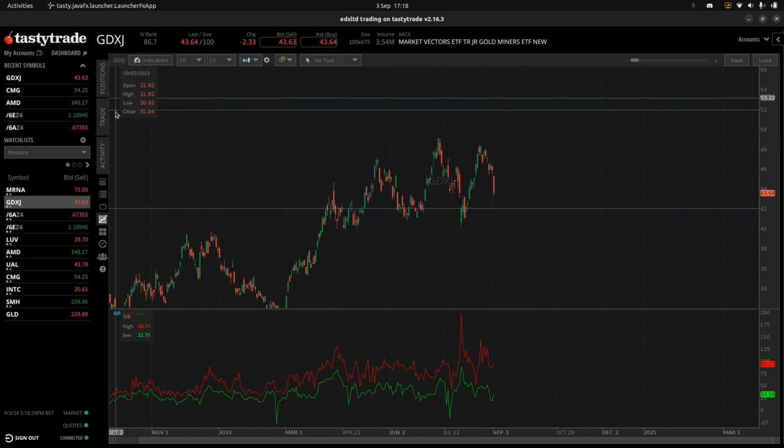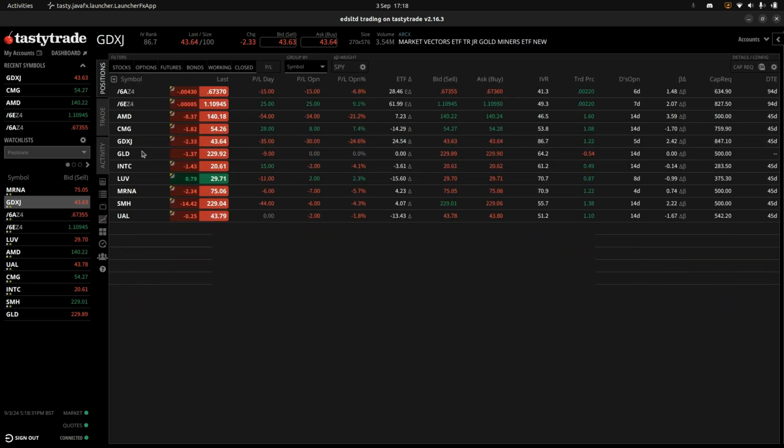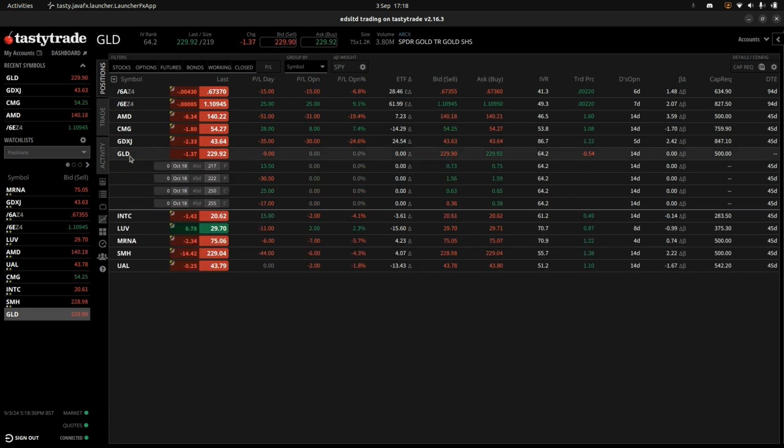It would be nice to see a bit of a reversal there. We did have an iron condor on with GLD. We did close it out in profit. We managed to take 20 cents of profit, which was about 14-15% of the total amount of premium that was collected.